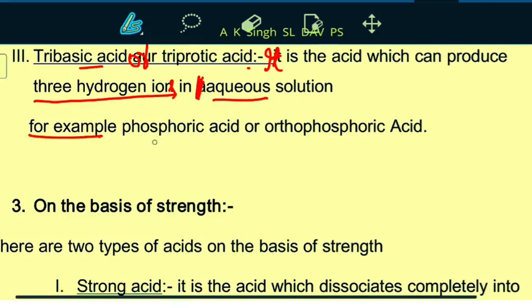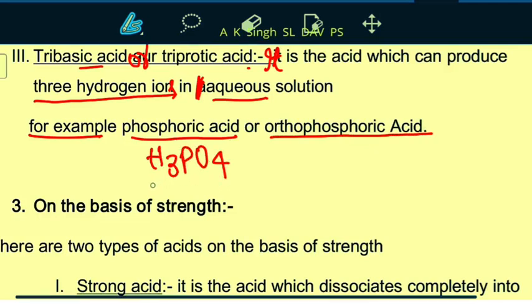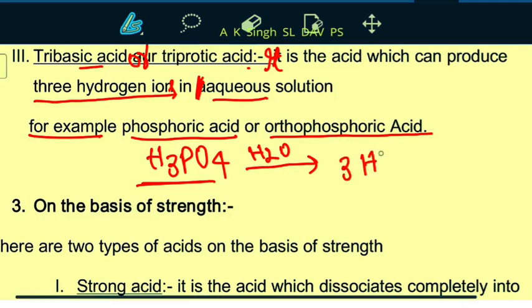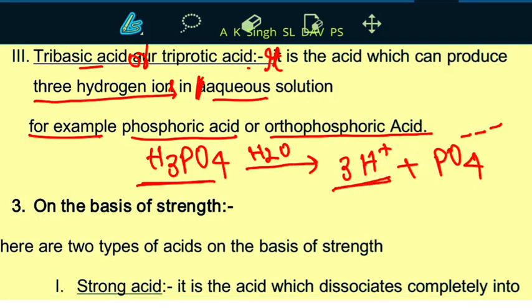For example, phosphoric acid. It is also known as orthophosphoric acid, that is H3PO4. It has also 3 hydrogen, and all the hydrogen dissociates when it is dissolved in water. It dissociates as 3H plus and PO4 minus. So it has 3 replaceable hydrogen ion.